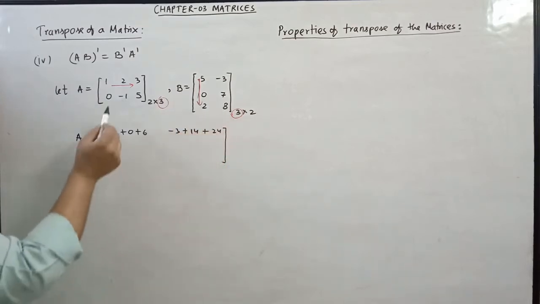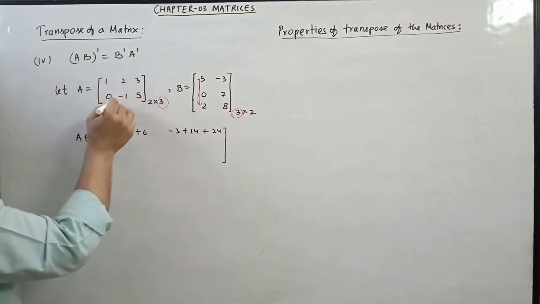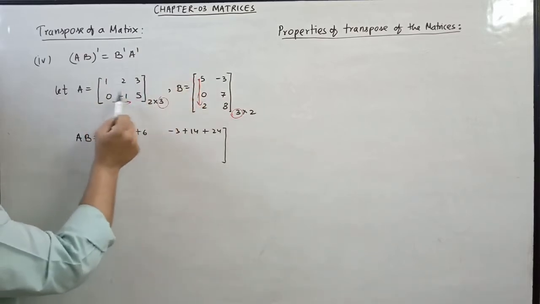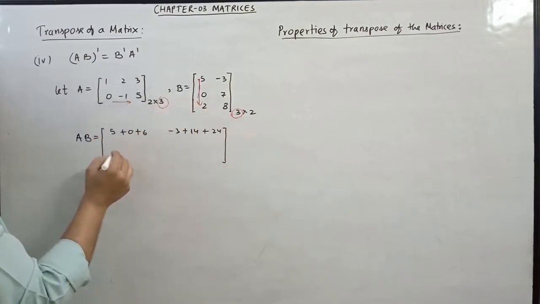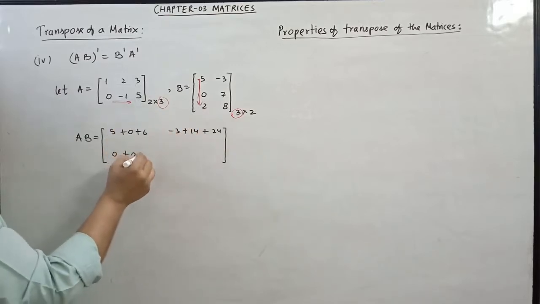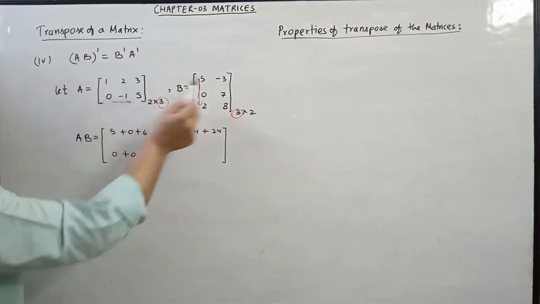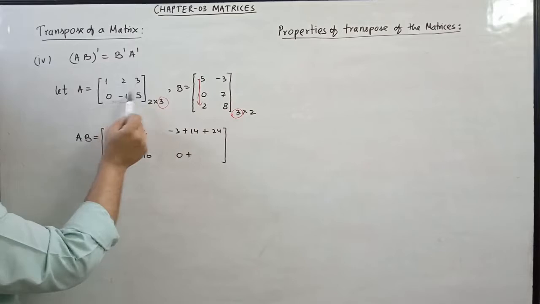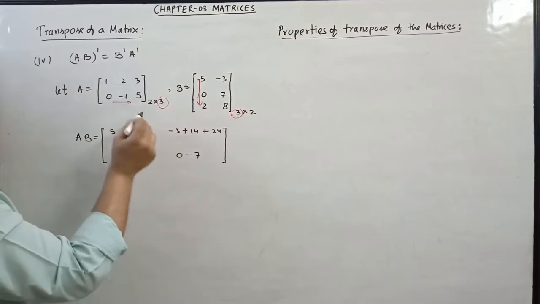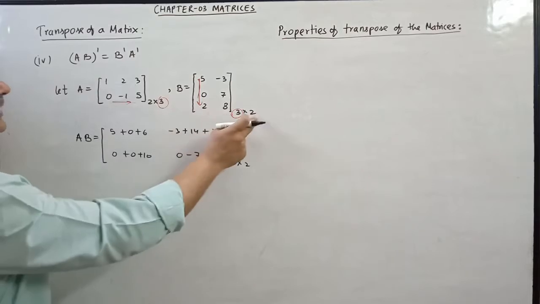Okay, then we have to take the second row. Okay, I will take the second row and first column. The corresponding elements, we have to take the sum of the product of their corresponding elements. So 0 multiplied by 5 is 0. Minus 1 multiplied by 0 is 0. 5 multiplied by 2 is 10. And now we'll take second row and the second column. 0 multiplied by minus 3 is 0. Minus 1 multiplied by 7 is minus 7. Okay, and 5 multiplied by 8 is plus 40. And the order of this will be 2 by 2.